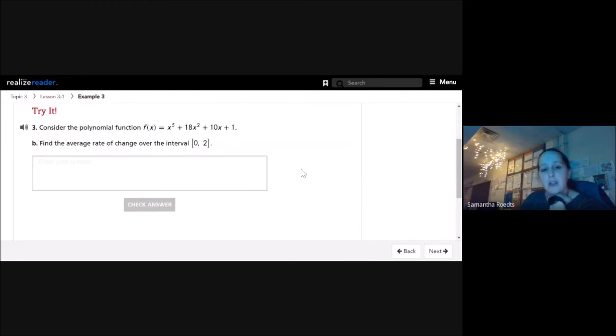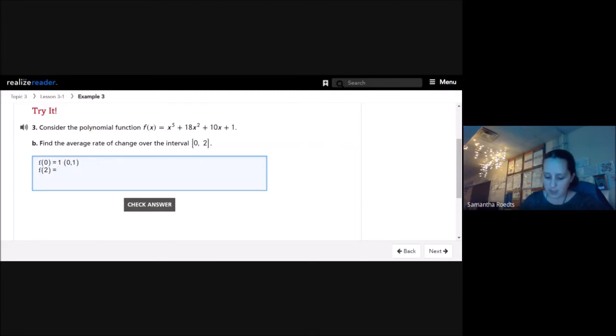Consider the polynomial function f of x equals x to the 5th plus 18x squared plus 10x plus 1. Find the average rate of change over the interval 0, 2. So I'm going to substitute in my values for 0. I get 1 there, which means that point is 0, 1. And then I'm going to do the same thing for 2.